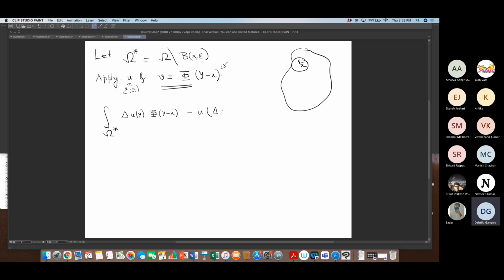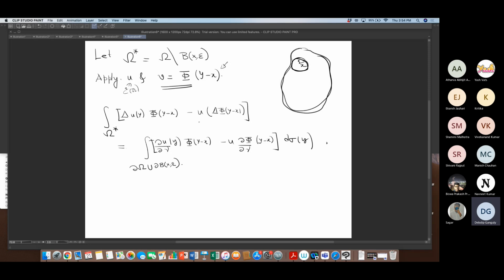u Laplacian of v(y minus x). This is nothing but, what are the boundaries of del omega star? This is the original boundary, del omega, and this boundary. There are two boundaries. So del omega, the original boundary, union del B(x, epsilon). Okay? del u by del nu(y) phi of (y minus x) minus u del phi by del nu(y minus x).